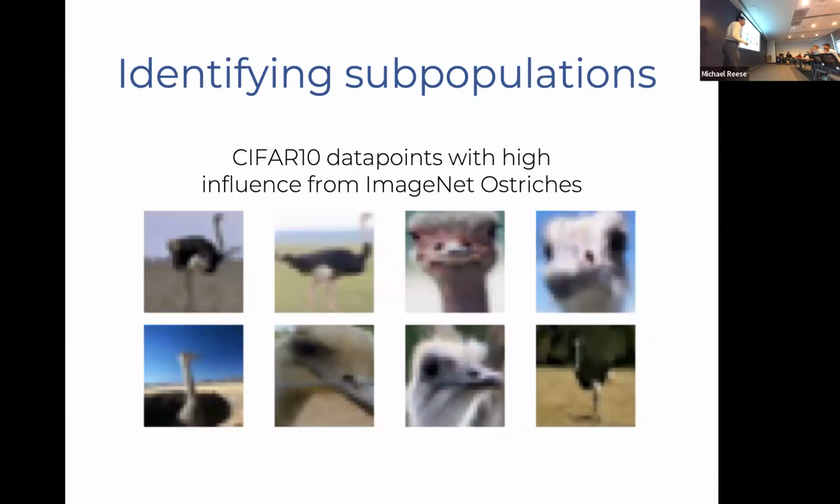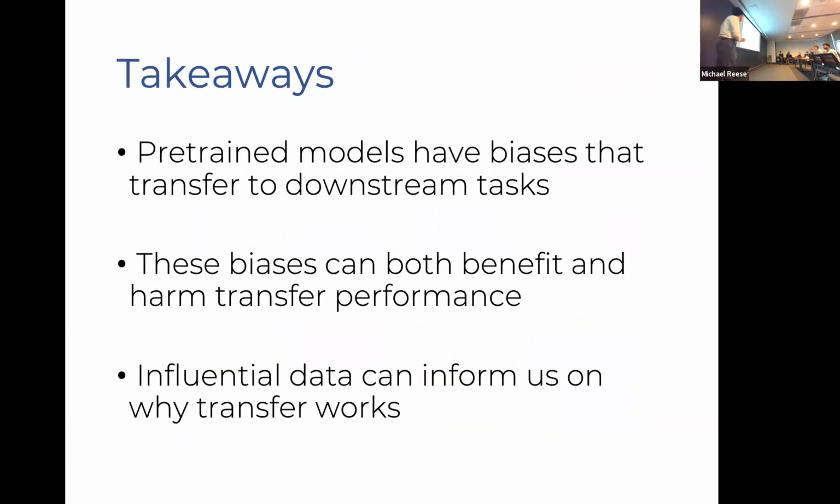And the last thing I'll highlight here is that you can use these influences to identify subpopulations in your target data set. In this example, let's look at CIFAR-10 birds. CIFAR-10 birds does not have an ostrich class, but ImageNet does. So we can look in CIFAR-10 for data points that have high influence from ImageNet ostriches. Anything highly influenced by ImageNet ostriches is more likely to be an ostrich, and you can automatically pull out all the ostriches in CIFAR-10.